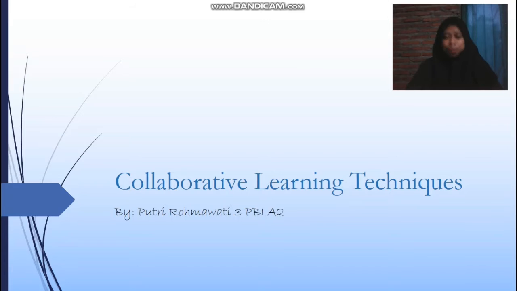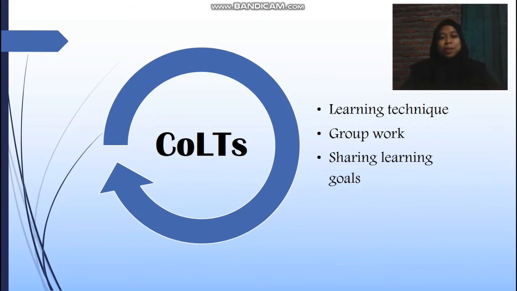And it can be achieved with one of the teaching techniques that we will discuss today, and that is collaborative learning techniques. It's important to know the meaning of collaborative learning techniques, which can be abbreviated as COLTS. But what is it? It is one of the learning techniques where the students learn in small group work instead of learning alone, sharing learning goals.